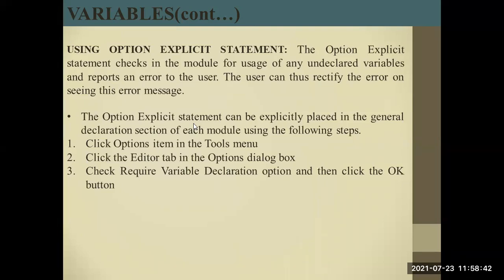Then we click the Editor tab in the Options dialog box. Once we have chosen the Options item, an Options dialog box will appear. In the Options dialog box, we choose the Editor tab. Once we choose the Editor tab, we check the Require Variable Declaration option and then click the OK button.